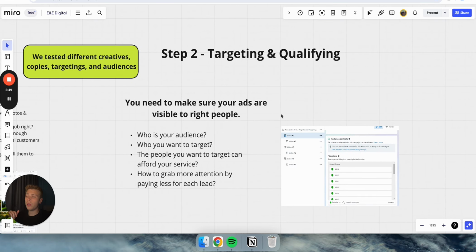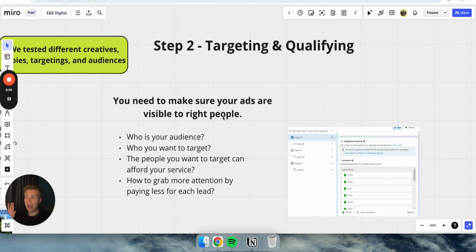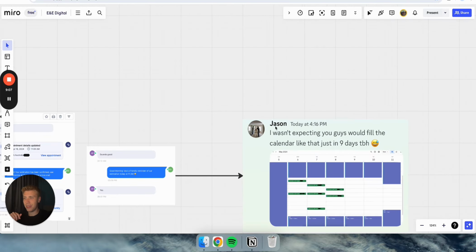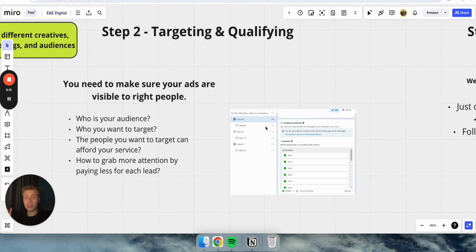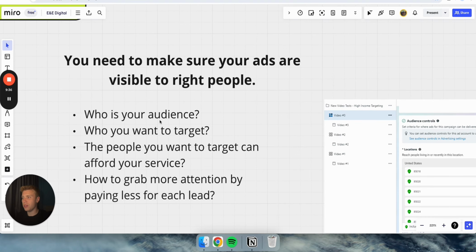So targeting and qualifying. Okay, we have the perfect ad. There is nothing wrong with it. We made a test and it's ready to work, but you need to make sure your ads are visible to the right people. I would love to give you one example from our client Jason here. Actually, this is the same Jason. Before working with us, 70% of the leads Jason got were just looking to be hired. Like they were just looking for a job. But these are not the people that we want to target, right? So we need to know who your audience is, who you want to target, and we need to target them right.